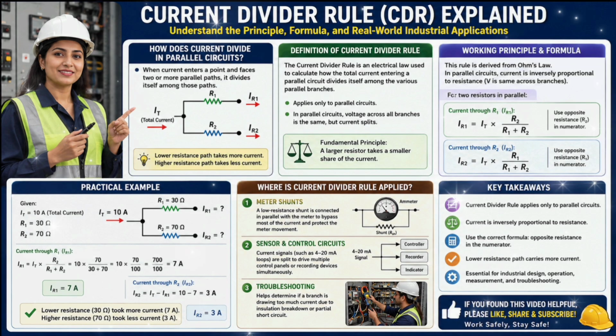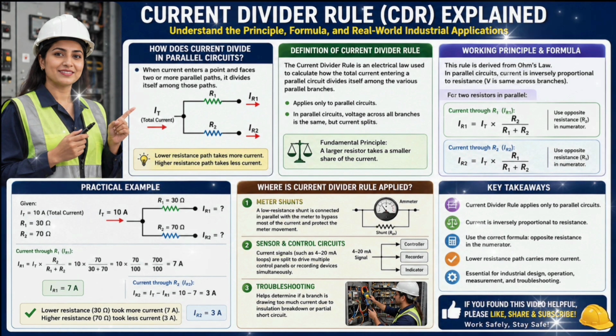Look at how perfectly the law works. Just as the rule stated, the lower resistance path of 30 ohms pulled the larger share of the current, taking 7 out of the 10 total amps. The remaining 3 amps will naturally flow through the higher 70 ohm resistor. This practical calculation demonstrates exactly how predictable and reliable circuit theory is during field operations.